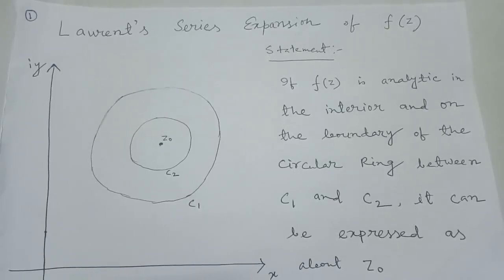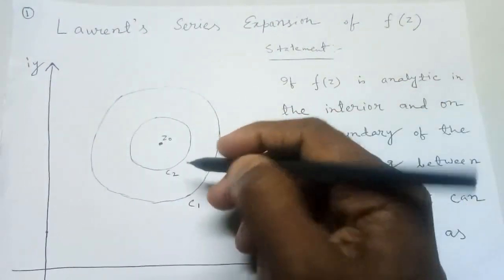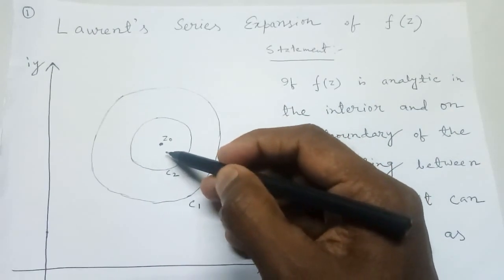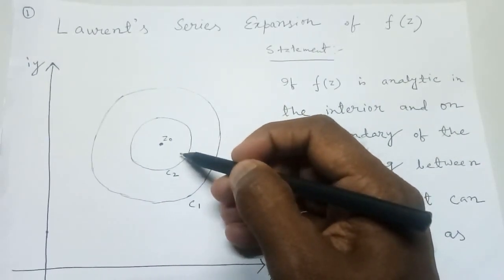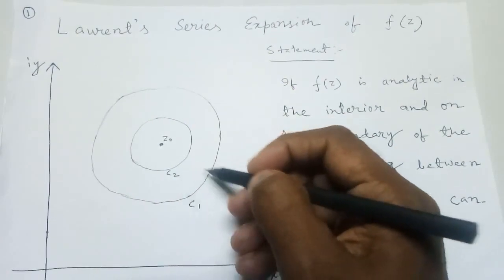Welcome viewers. In this video, we will learn how to develop Laurent series expansion of an analytic complex function. So first of all, we look at the statement. We consider here two contours which are concentric at a point z equal to z0. The contour C1 and the contour C2, two circles.